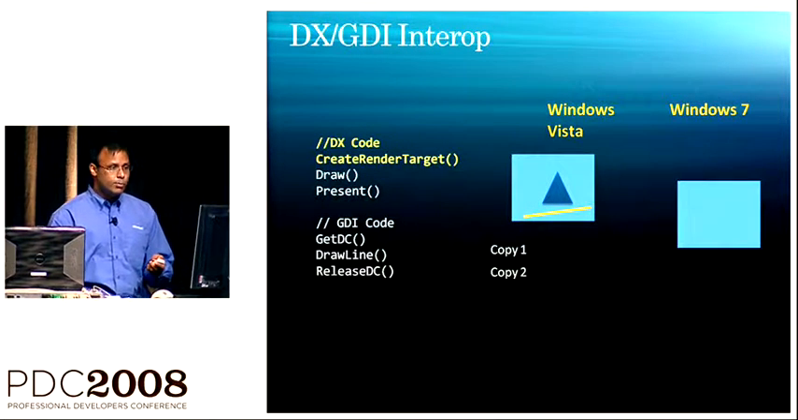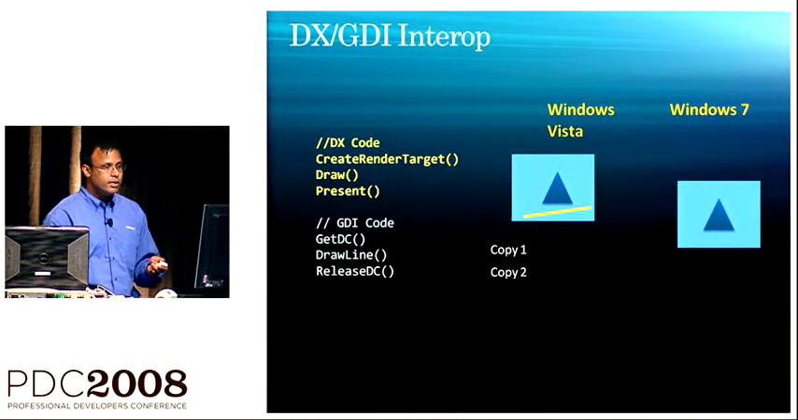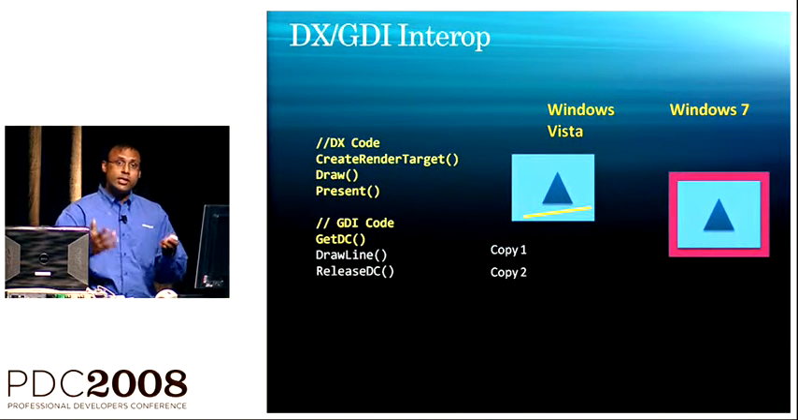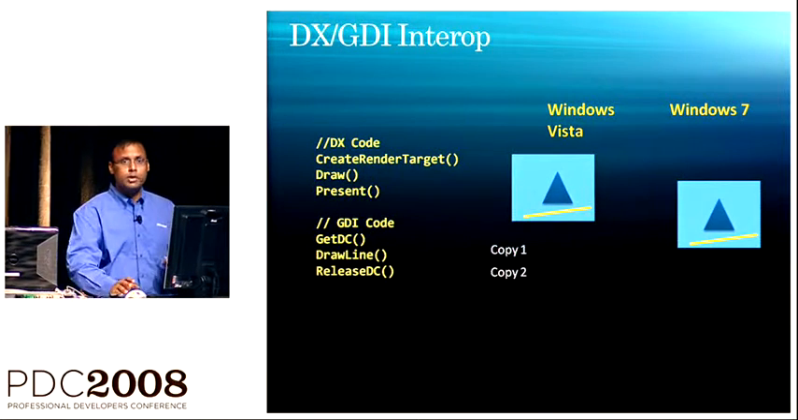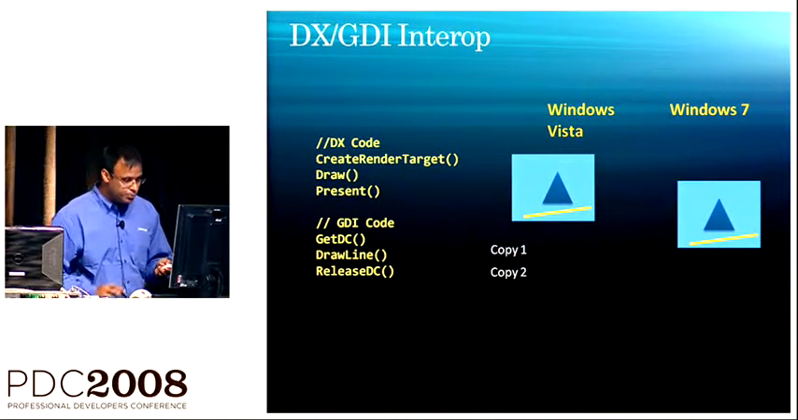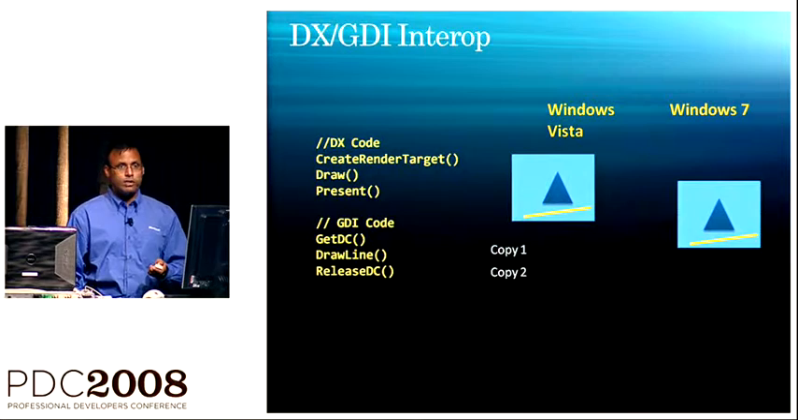But of course, in Windows 7, we completely optimized that. The DirectX is all the same. We just masquerade the surface to GDI, and once the GDI rendering is done, it is the same surface. So there are no copies and no temporary allocation. So we actually made it far faster in Windows 7.